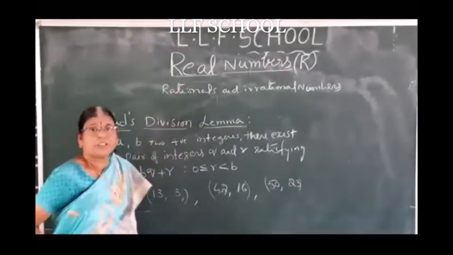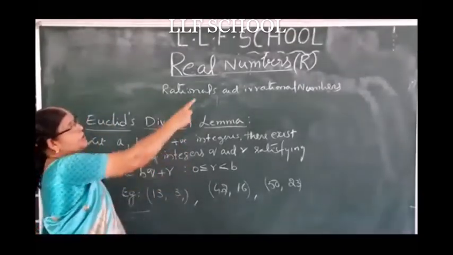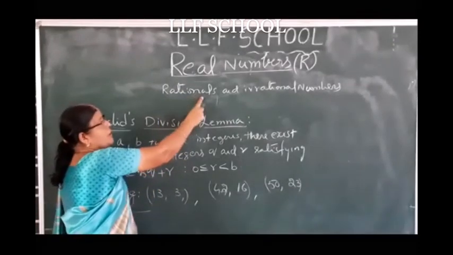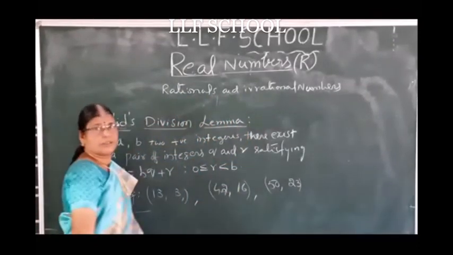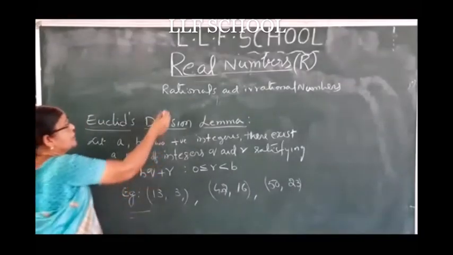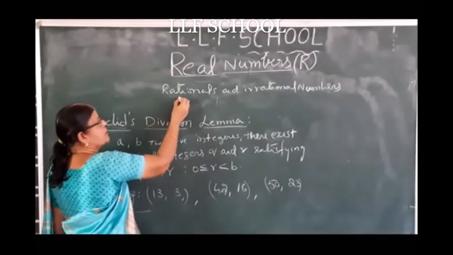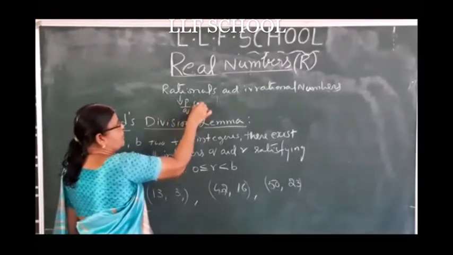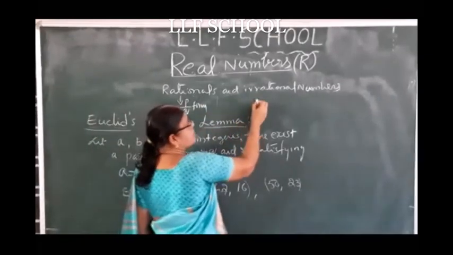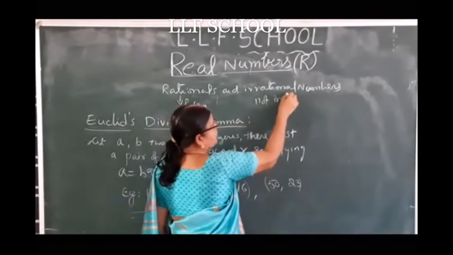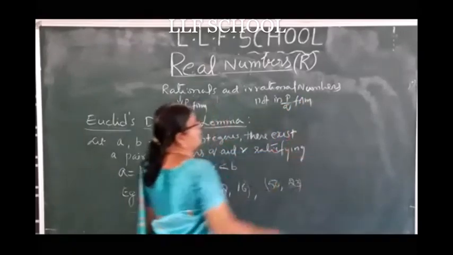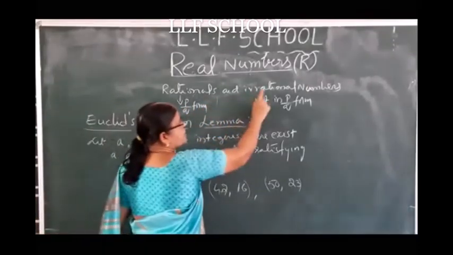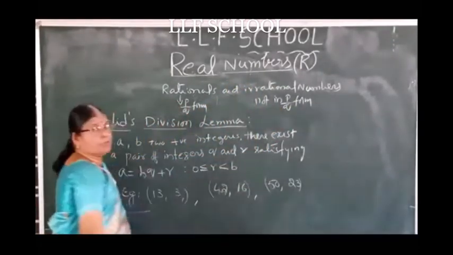See here, our chapter name is real numbers. It is denoted by R. It is a set of numbers, but it consists of all rational numbers and irrational numbers. Next, rational numbers: you know that every rational number is a fraction, in P by Q form. But irrational numbers are not in P by Q form.